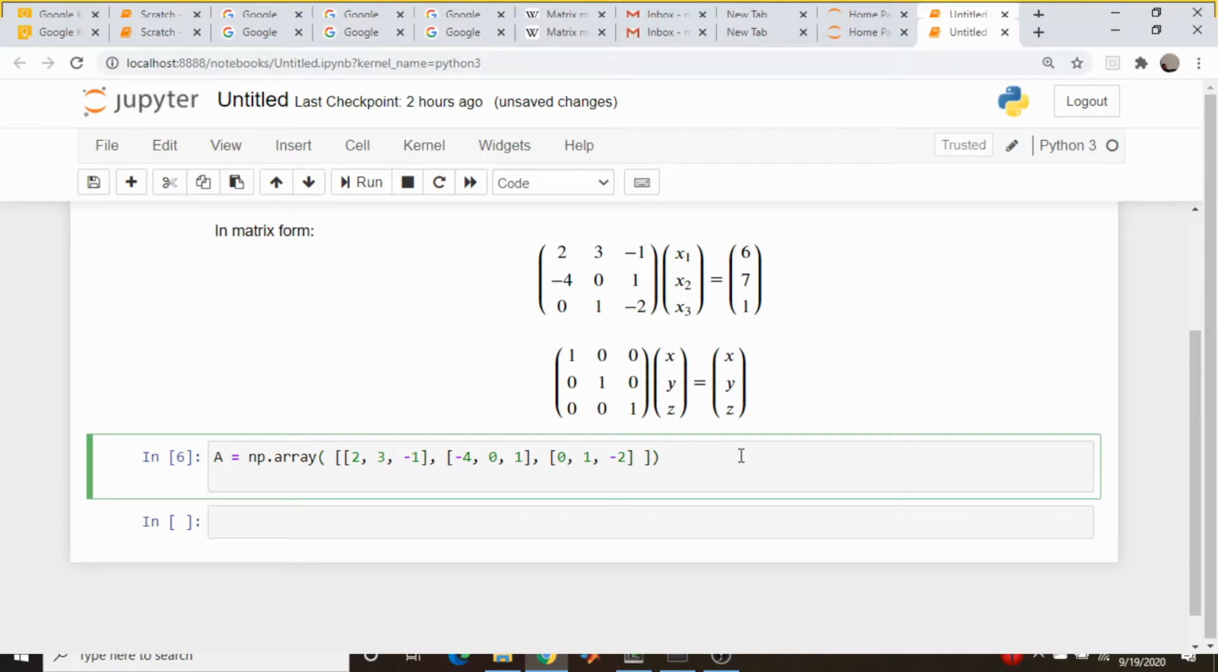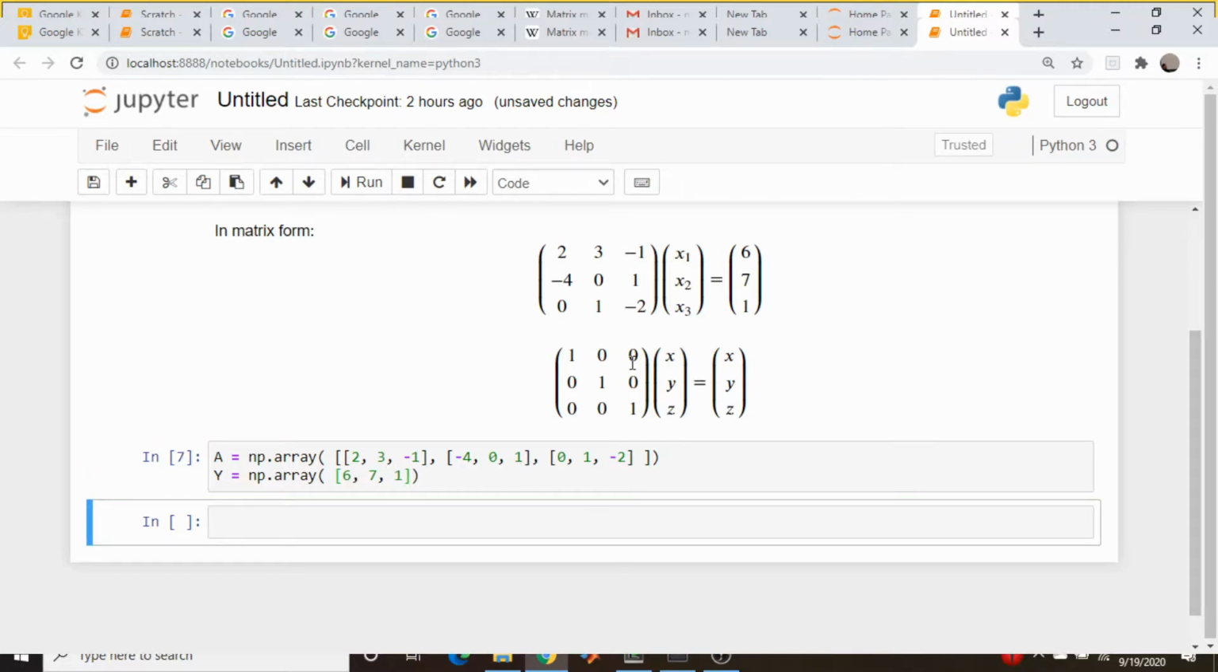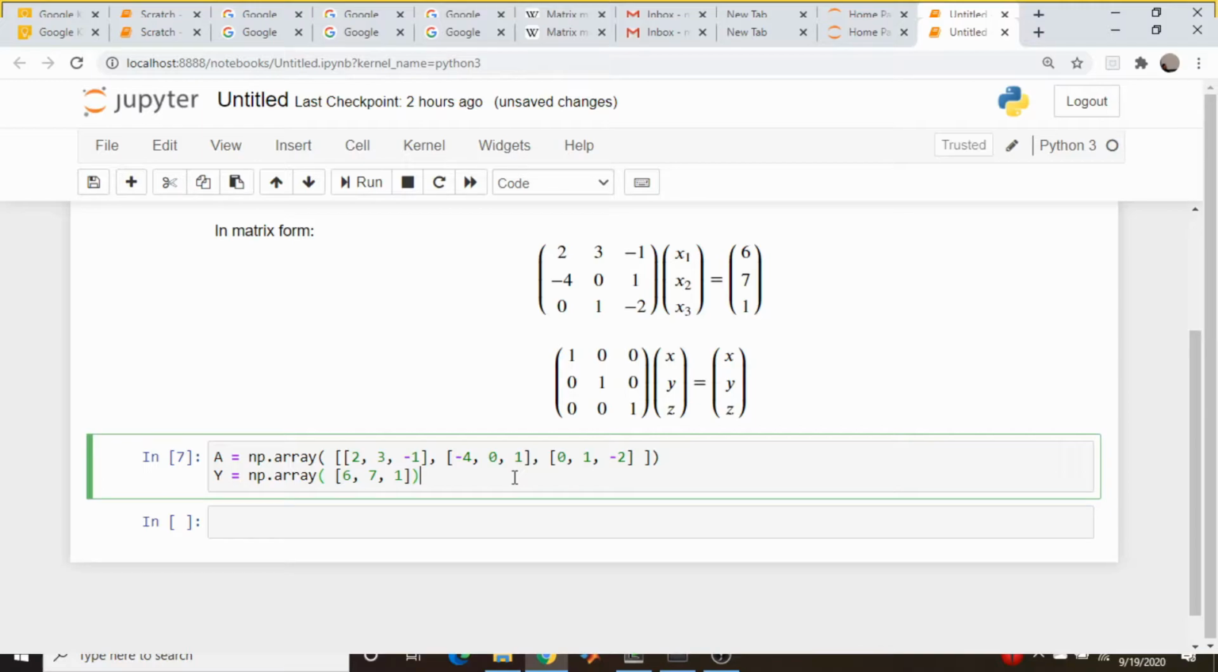So our matrix capital X, which is what we're calling this, is equal to np.array. Oh, that's our unknowns. Never mind, we don't need that yet. That's what we're solving for. We want capital Y, which is this matrix here on the right-hand side. So that is equal to 6, 7, 1. Excellent.